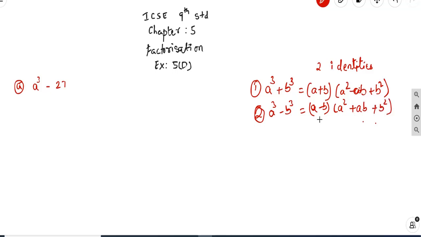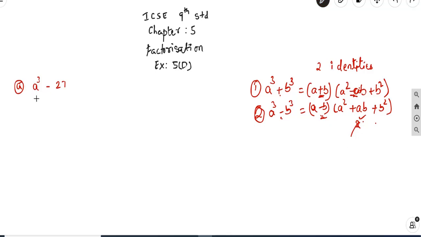How do you remember these two identities? If it is plus here, the first bracket is also plus. If it is minus here, it is also minus in the first bracket. The other terms will have the opposite sign. If it is plus, the middle sign will be minus. If it is minus, there will be a plus. And there is no 2ab here, it is only ab. You have to remember that also. Okay, we'll start solving problem number A.